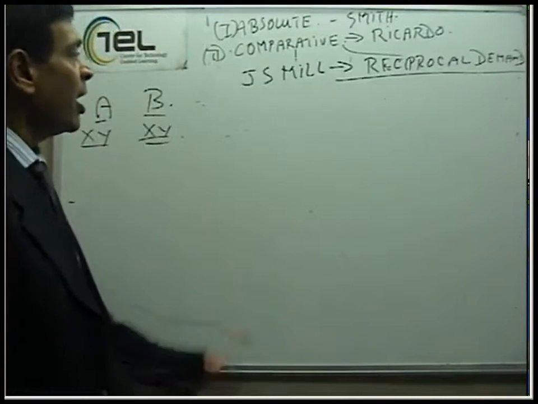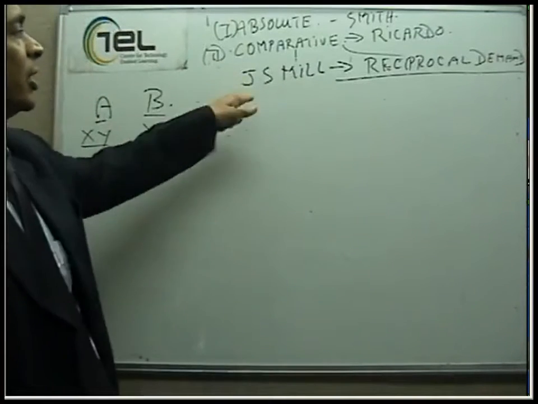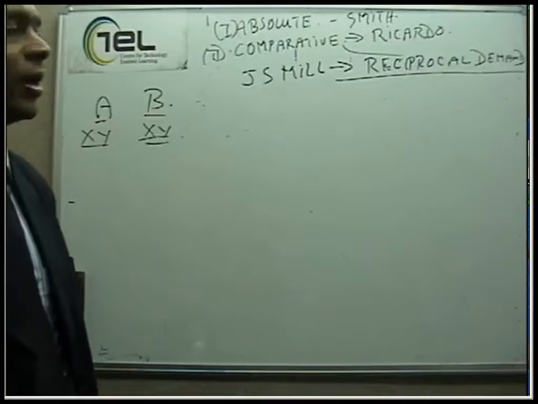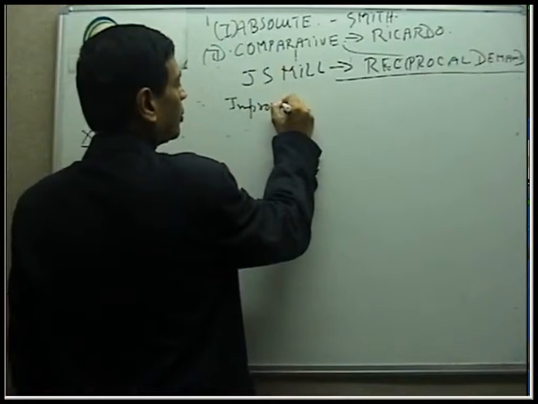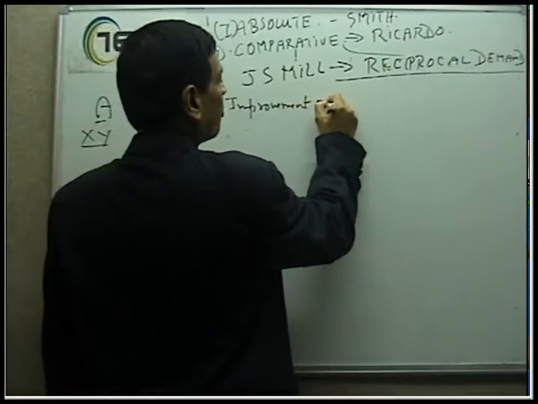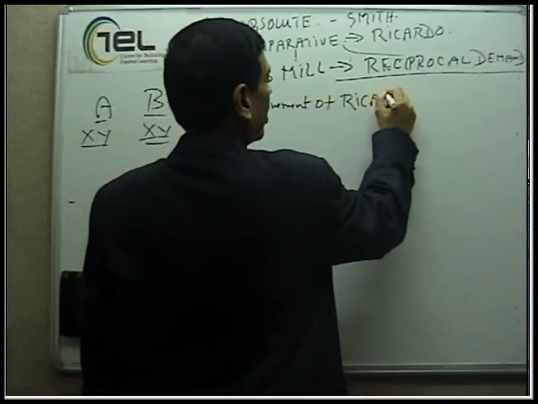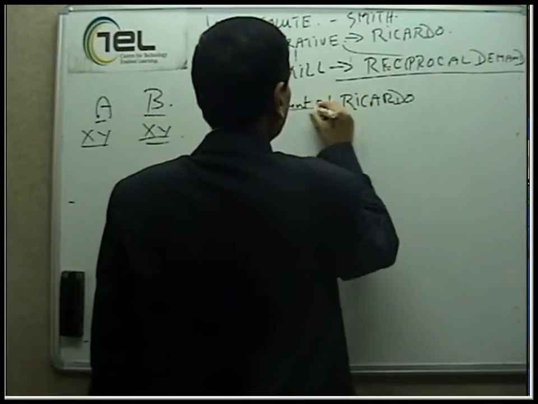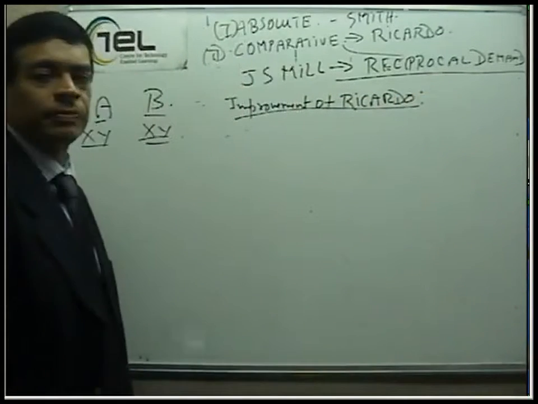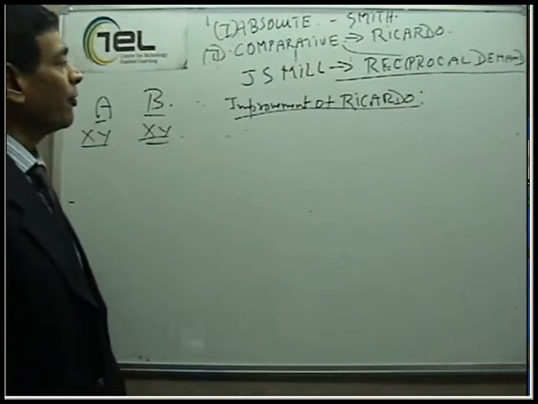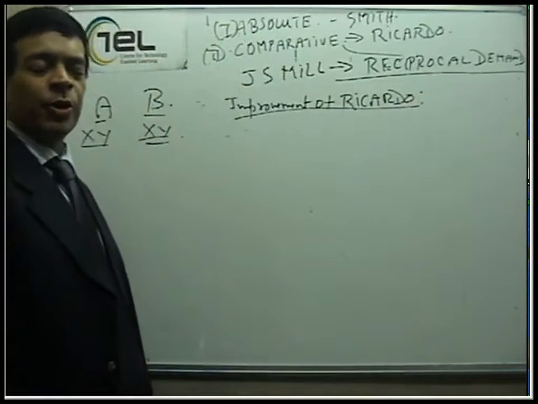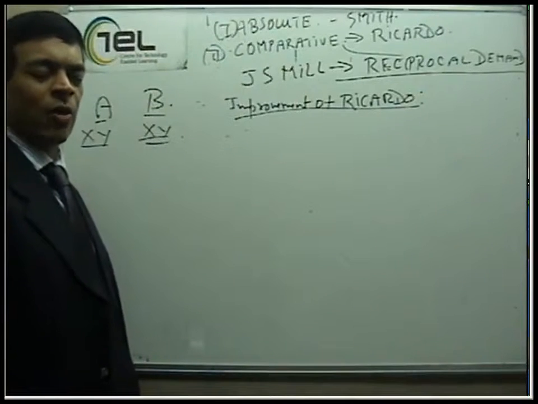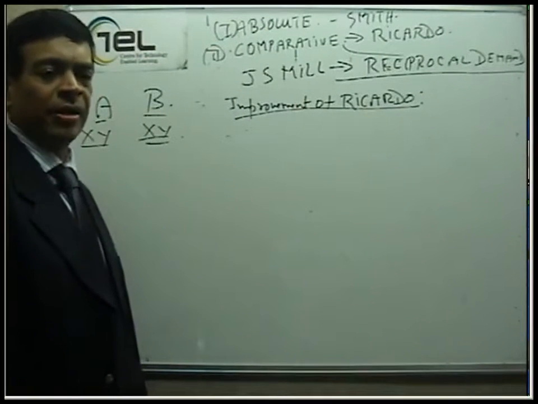More or less similar assumptions to those of Haberler and the other trade theorists. But J.S. Mill's theory of reciprocal demand is basically an improvement over Ricardo's theory. And the improvement over Ricardo says that Ricardo says a country would specialize and export that commodity in which it has a comparative advantage.